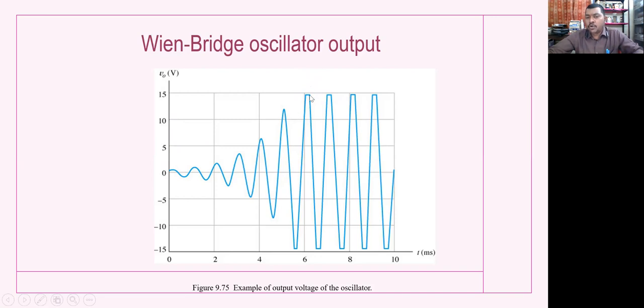We will not have a pure sinusoidal wave, but we'll have a distortion over there, and this is called distortion. These are actually the stable waves, but they are being clipped at these points. This type of waves we are able to observe on, say, the CROs, right?